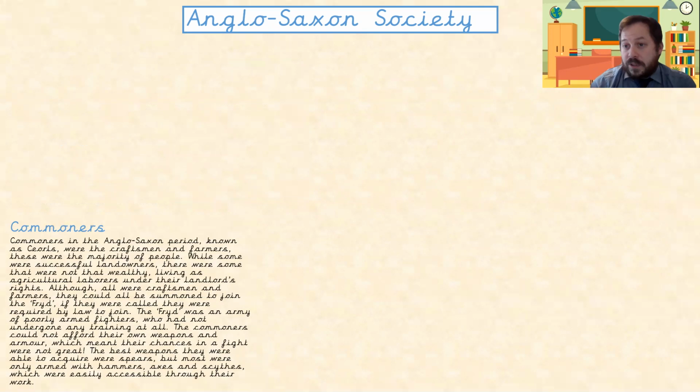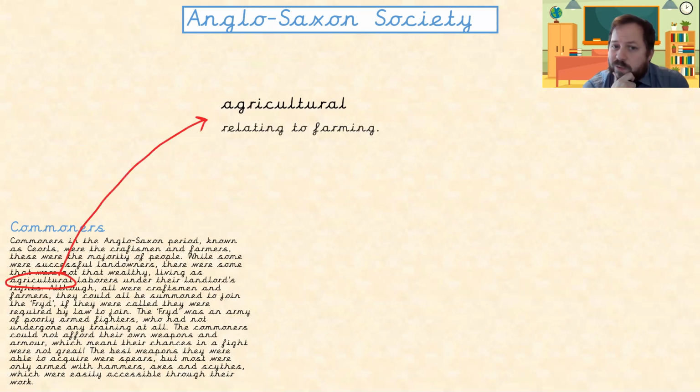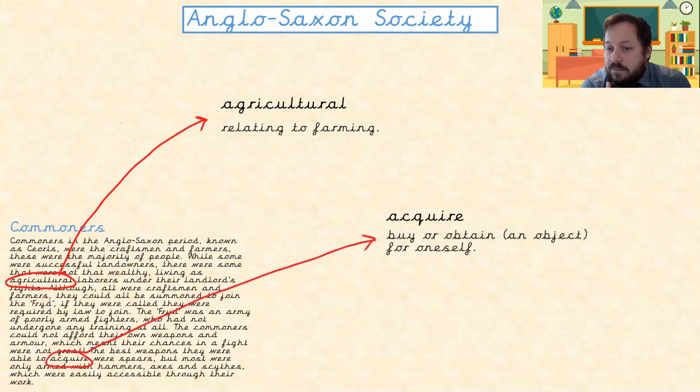If we look at the commoners paragraph, we've got a few words in there as well. Our first word is agricultural, which just means relating to farming. So in this case, living as agricultural labourers meaning more than likely they were farm labourers or had some job to do with farms. We then have acquire, which means to buy or obtain an object for oneself.